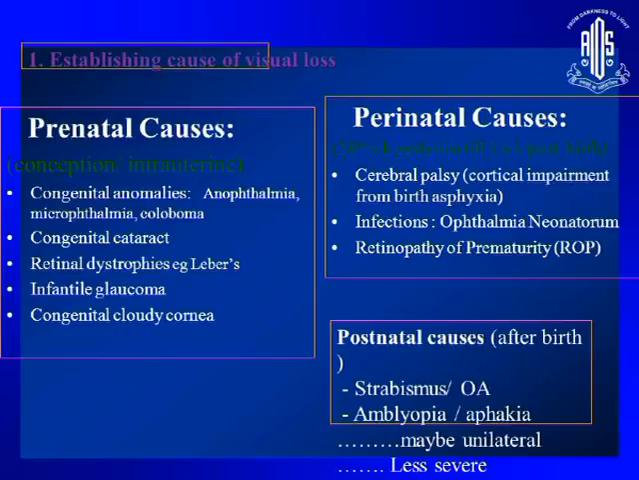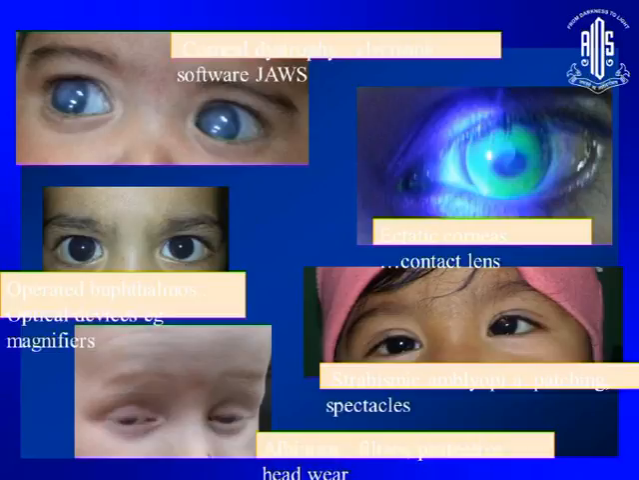And before prescribing, we should also establish whether it is a prenatal, perinatal or postnatal cause. Now, children with corneal opacities where their residual vision is very, very poor, we can go for electronic devices. But other children who have reasonably good residual vision, we can go for the magnifiers, spectacles, or contact lenses.